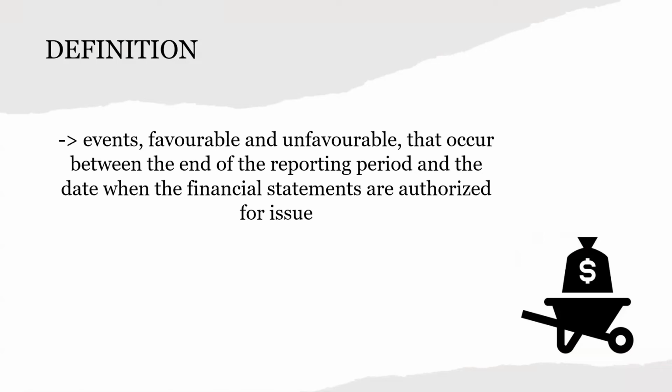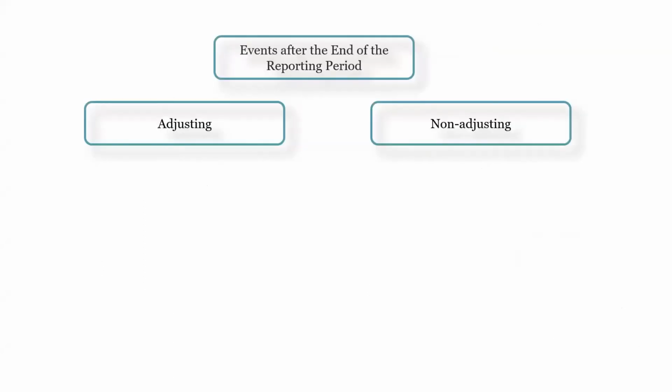So let's say ang year end that is December 31, 2019 and na-issue yung financial statements on January 15. So yung January 1 to 15, yun yung tinatawag na event. Yun yung time natin ng after the end of the reporting period, lahat ng events within those time. So, the events after the end of the reporting period, meron tayong adjusting and non-adjusting events.